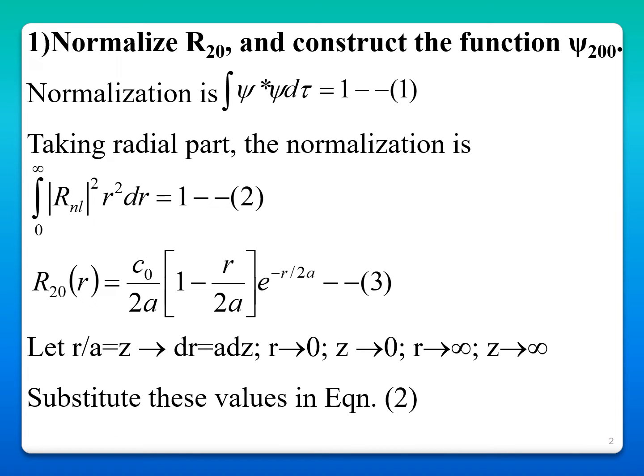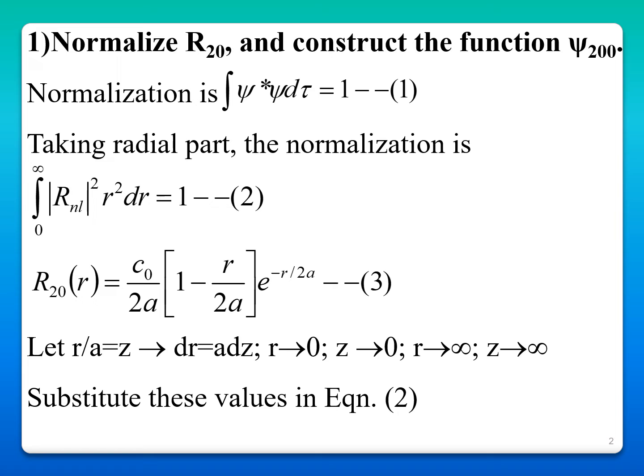The first one is: normalize R20 and construct the wave function psi 200. Here normalization is the integral of psi star psi d tau equal to 1. So if you take the radial part, the normalization is the integral from 0 to infinity of modulus of R20 squared r squared dr equal to 1. And R20 is C0 by 2a, 1 minus r by 2a, into e power minus r by 2a. Here you take r by a as z and dr is a dz.